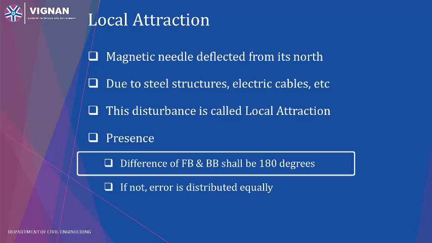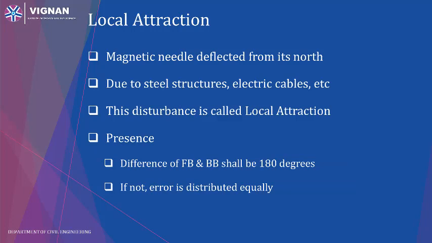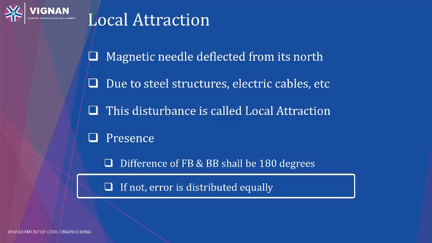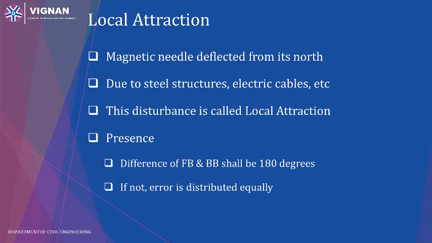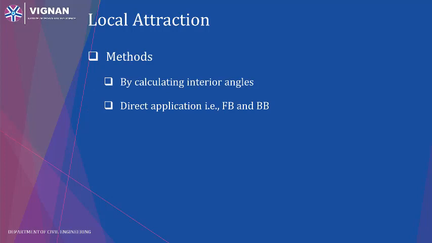And the presence of local attraction can be found by calculating the difference between fore bearing and back bearing, which shall be 180 degrees. If the error is there, then the error is distributed equally among the internal angles.